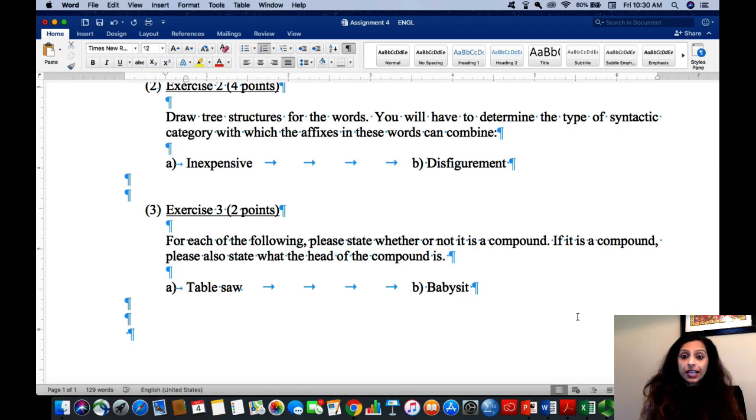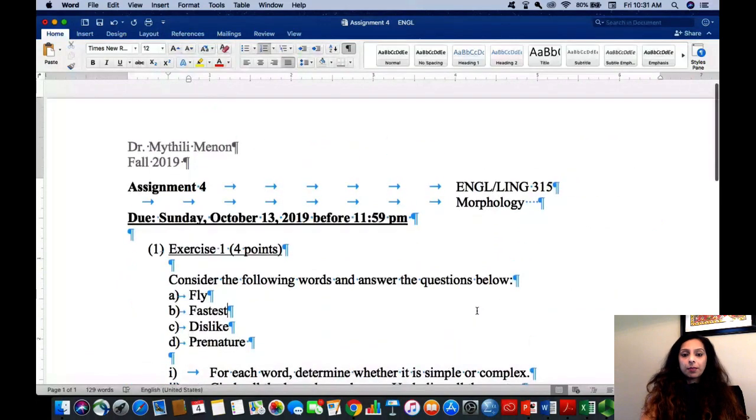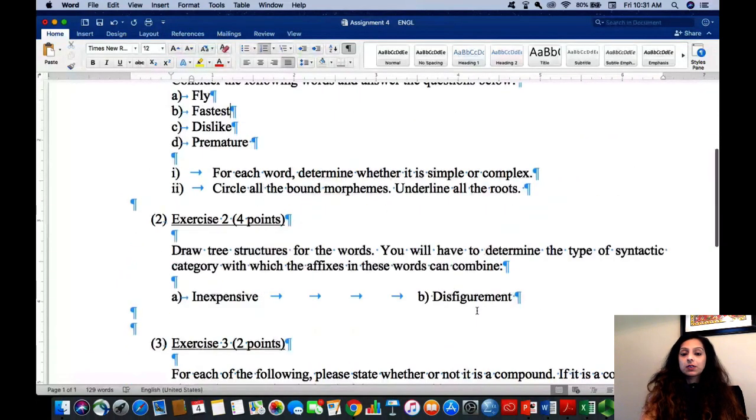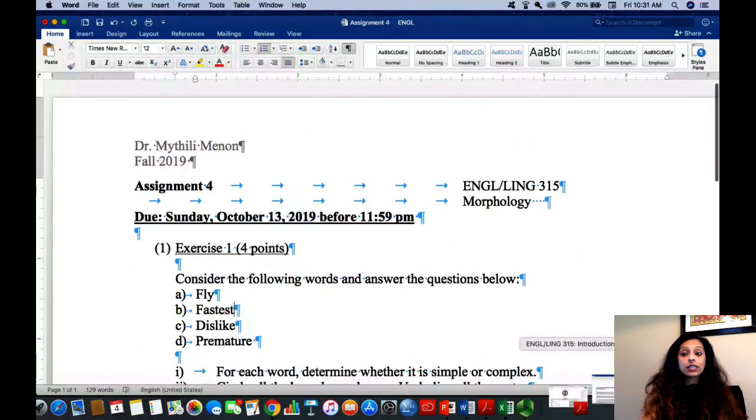For exercise 3, I've given you two words and I've asked you, are these compounds? And if they are compounds, tell me what the head of each of these compounds is. All right, so very straightforward assignment, 3 questions, 10 points: 4 points for the first one, 4 points for the next one, and 2 points for the last question. All right, let me know if you have any questions about this.